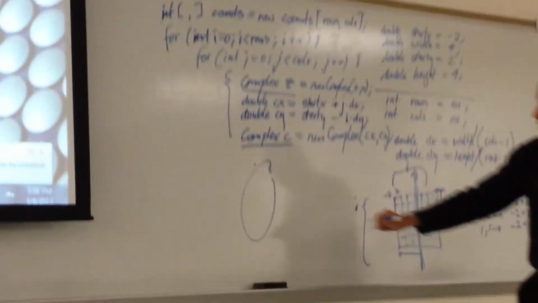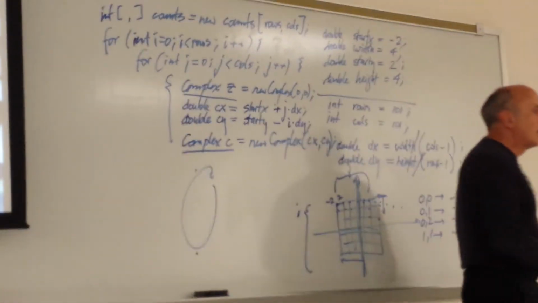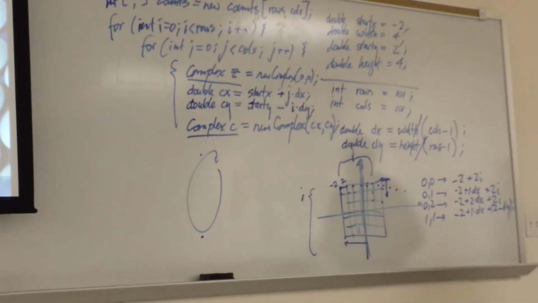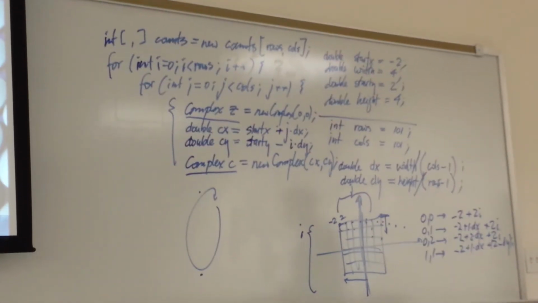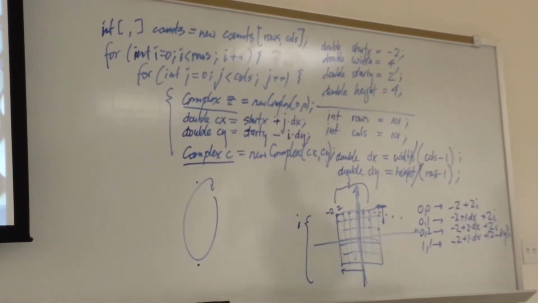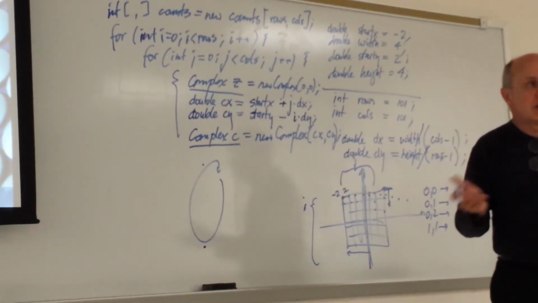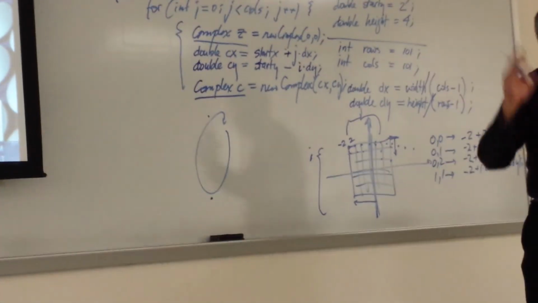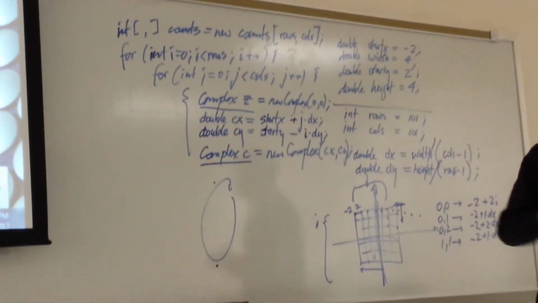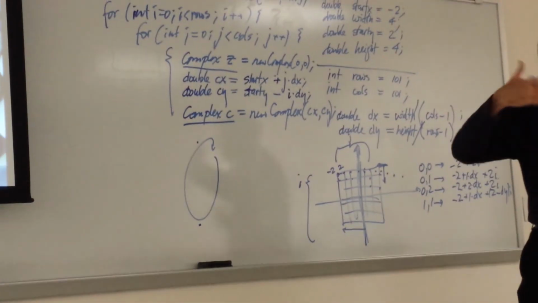When you're finished, you have a count that represents: did that particular point converge or diverge? I guess the most correct way to say it is, did that point diverge or fail to diverge? We don't really know if it converged, we're giving up after 100 iterations. If it didn't diverge after 100 iterations, we assume it failed to diverge, so we're going to call that a converge.